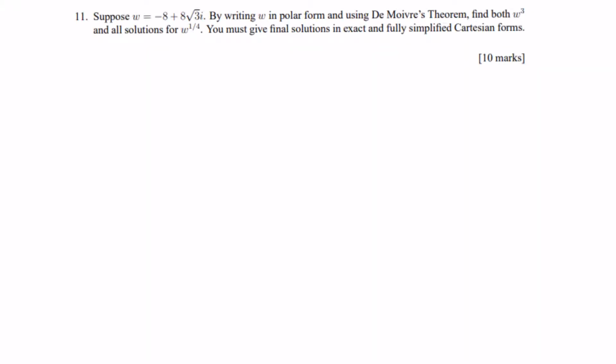Question 11. We want to find w cubed and w to the power of a quarter, where w is equal to -8 plus 8 root 3i. It tells us to do it by writing w in polar form and then using the de Moivre theorem to find the solutions. We need to give any final solutions in exact and fully simplified Cartesian forms. So our first step is to write w in polar form.